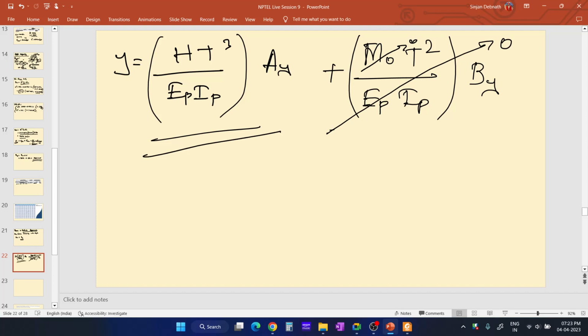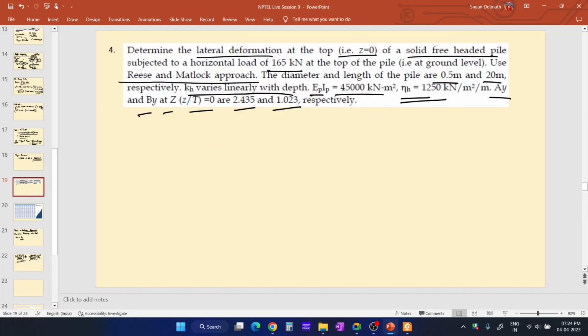So what is T? We know the value of H, the horizontal load that is acting, and we know EpIp, the flexural rigidity of the pile. We need to determine the value of T, and from the chart we can easily get the coefficient AY. The values of AY and BY for Z equal to 0 are given in the question. Capital Z means small z by T, where small z is the depth. And what is T? T is the relative stiffness factor.